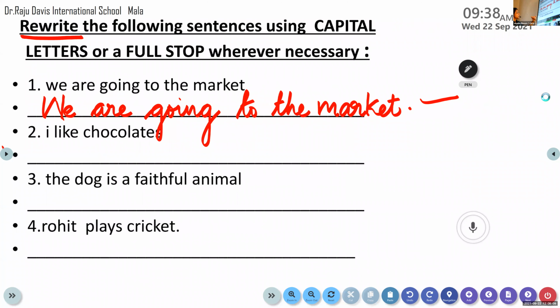Now let's do the second question. I've asked you to do 1 and 2 only. Now, I like chocolates. So what do we have to do here? Yes, it should be written in capital letter.